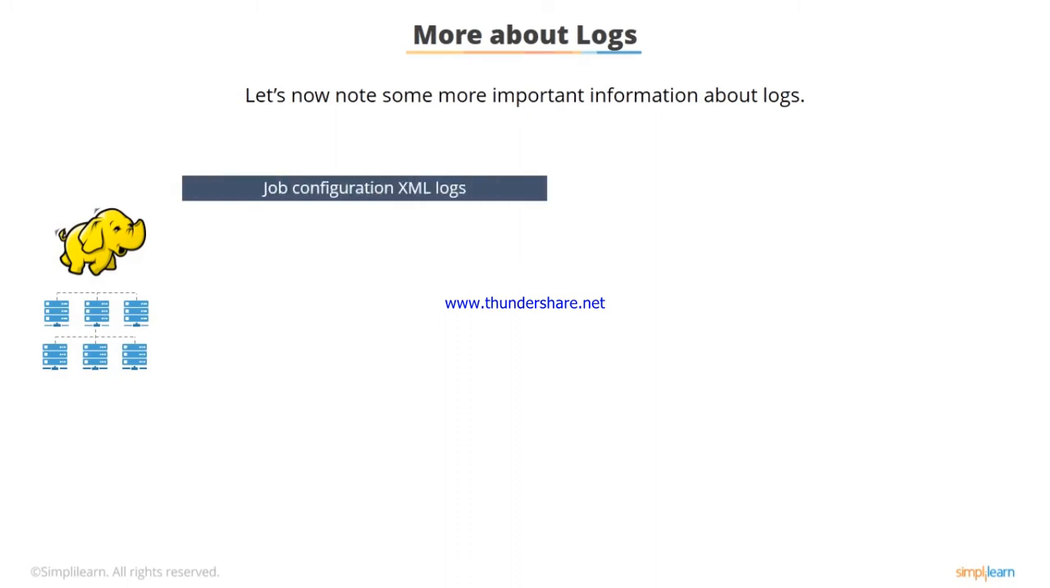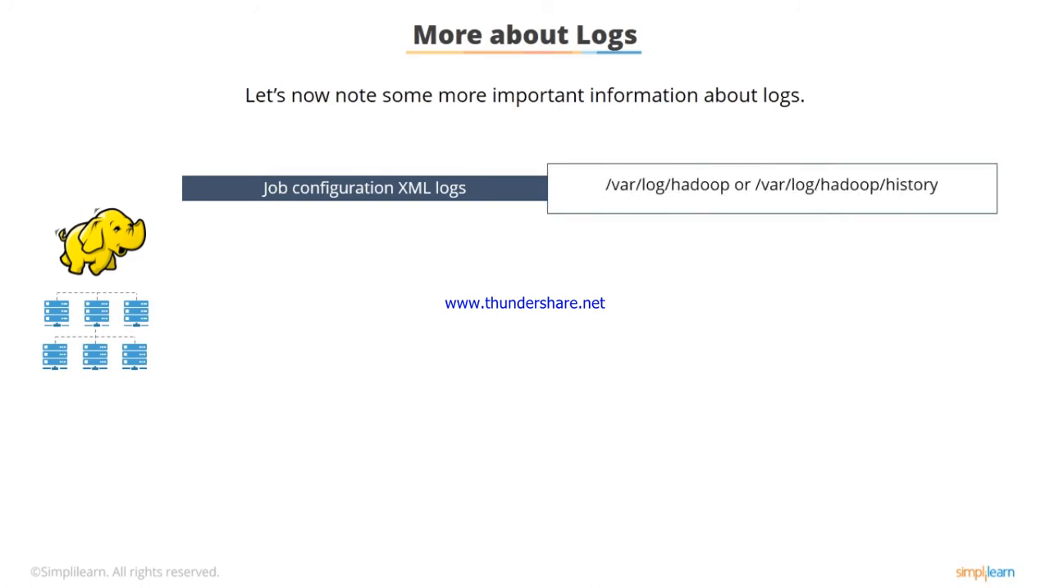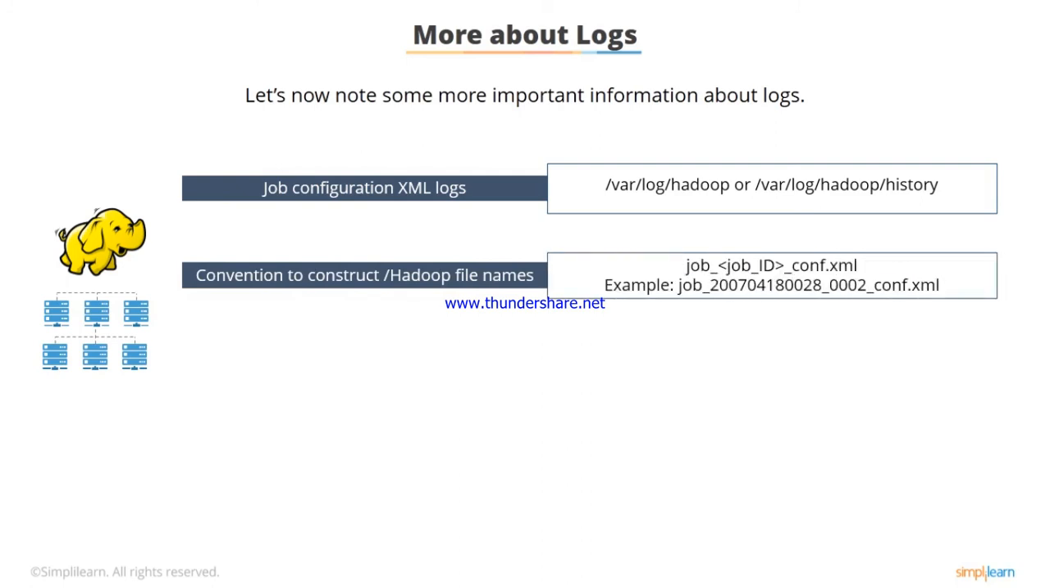Job configuration XML logs are created by the processing master, job tracker, or resource manager. These logs are .xml files generated for every job. They are not rotated and can be viewed by navigating to /var/log/Hadoop folder or /var/log/Hadoop/history folder. The convention followed to construct Hadoop file names is job, followed by the job ID, and then conf. Observe the screen for the convention followed by an example.